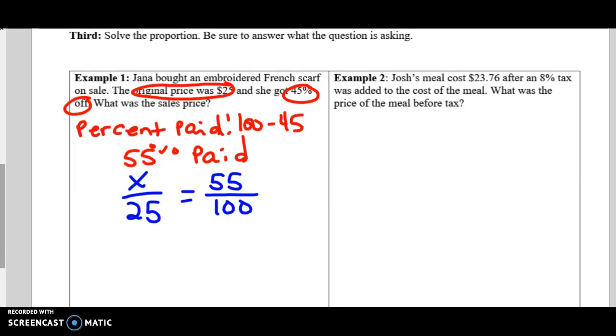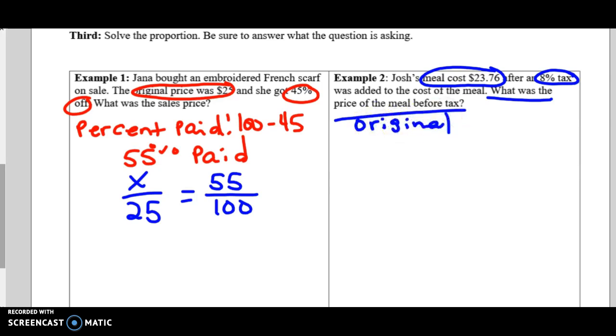Example 2. Josh's meal cost $23.76 after an 8% tax is added to the cost of the meal. What was the price of the meal before tax? So the meal costs $23.76 after tax. I have an 8% tax, and I'm looking for the price of the meal before tax. That's my clue that I'm looking for the original.